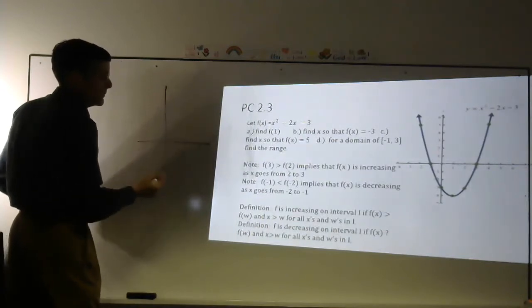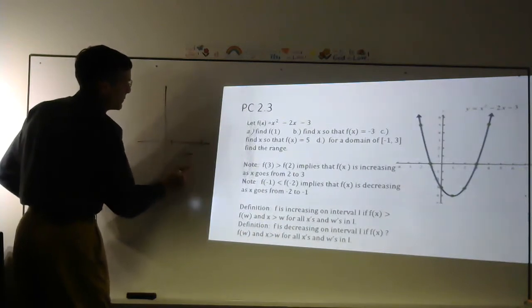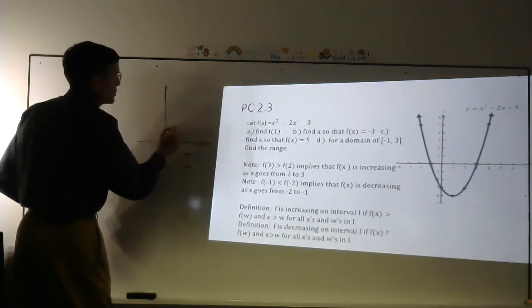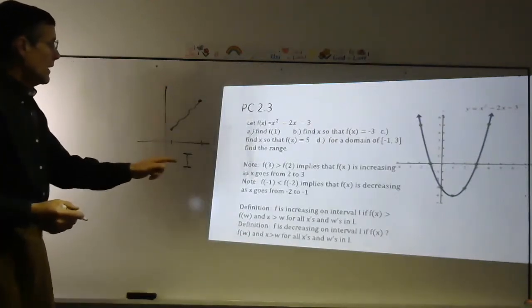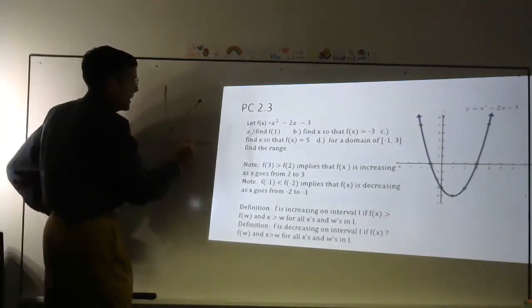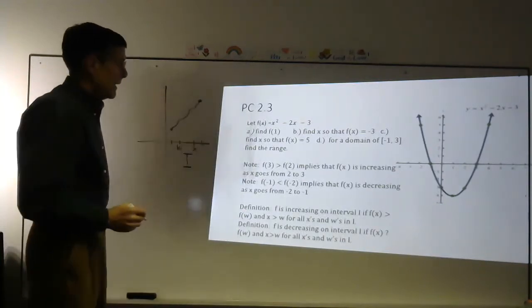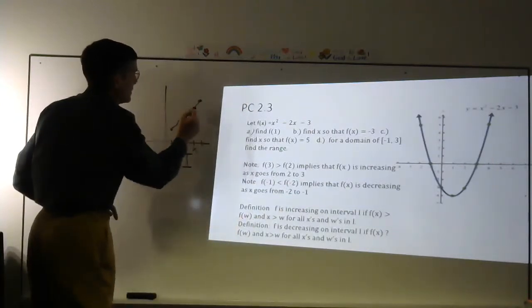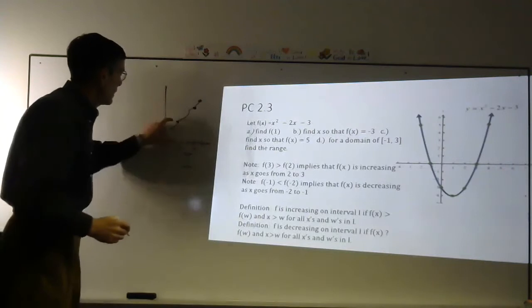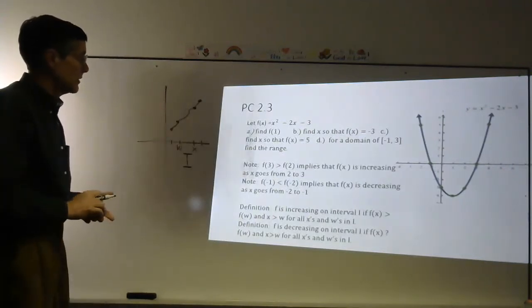We have an interval I, so let's say from here to here, this is interval I, and we know the function is going up. Then if x is bigger than w, so here would be x, here is w, then doesn't f of x up here have to be bigger than f of w? Yeah? Okay, then the function's increasing.